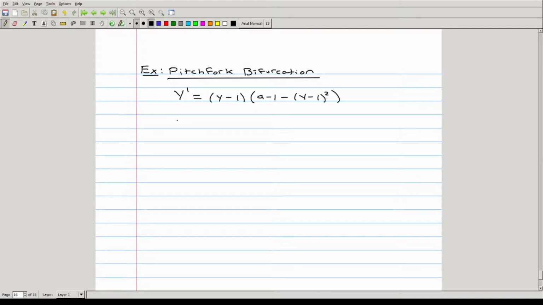And this has equilibrium points when y equals 1. y equals 1 is always an equilibrium point because this always makes this equal to 0. And when lambda minus 1 minus (y minus 1) squared is equal to 0. I'll use lambda here to be consistent with my other notes.